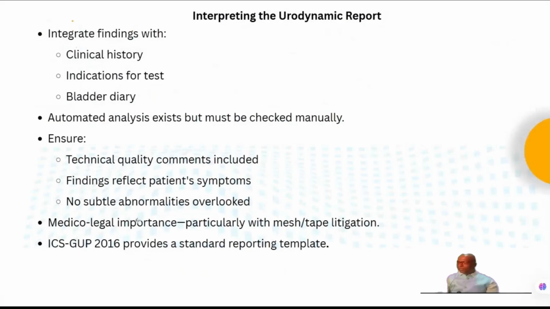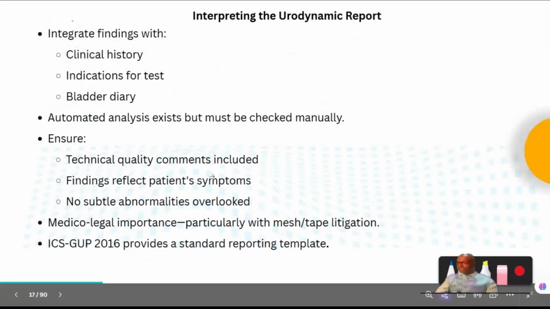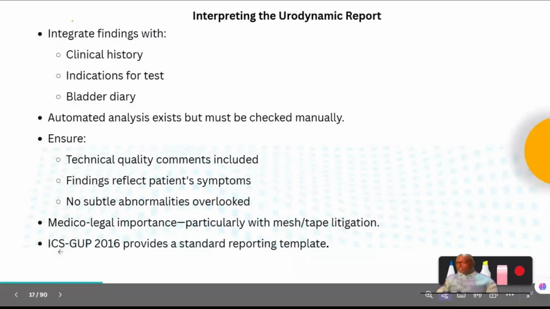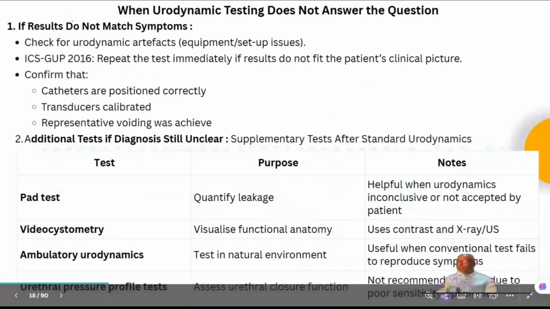Okay. The medico-legal importance is that, particularly with mesh and tape litigation, you need to have the urodynamic trace which is done. So before planning any invasive procedure, or if there is any failure or repeat surgery, you will always have this urodynamic test done. The International Continence Society Good Urodynamic Practices 2016 provides a standard reporting template. So there is a standard reporting template also.